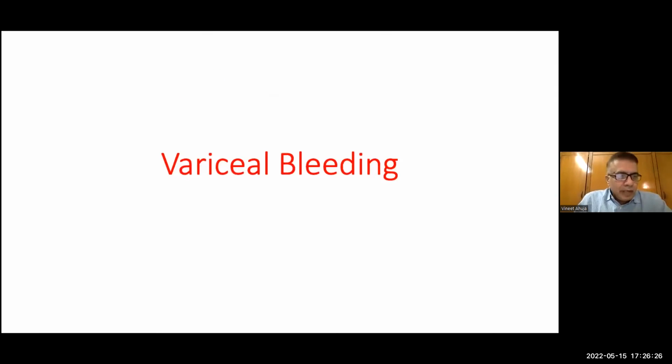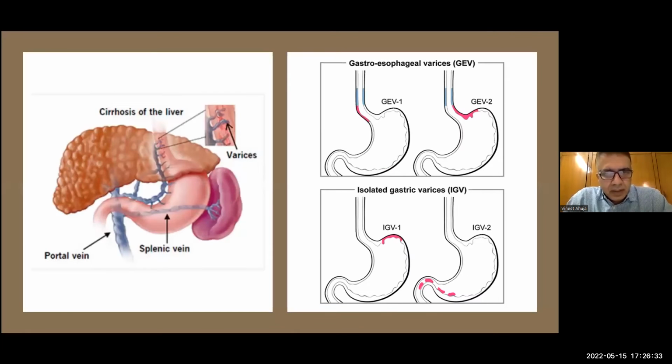So with this, I move on to specifics of variceal bleed after giving you a broad idea about general principles. When we talk about variceal bleed, as you all know, varices can be there in the esophagus. These are the typical esophageal varices, the commonest site of varix. You can also have varices around the gastroesophageal junction, known as GOV1 and GOV2. And you have the fundal varices, known as isolated gastric varices, or you can also have other ectopic varices.